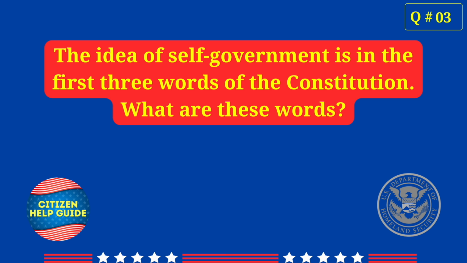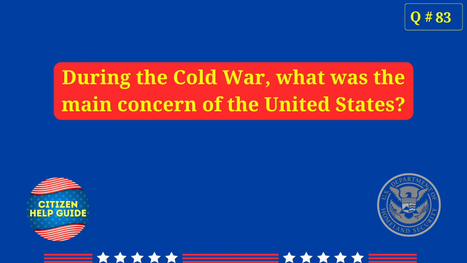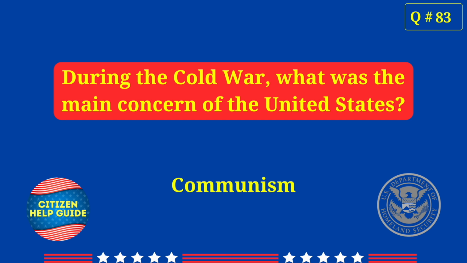The idea of self-government is in the first 3 words of the Constitution. What are these words? We the people. During the Cold War, what was the main concern of the United States? Communism.